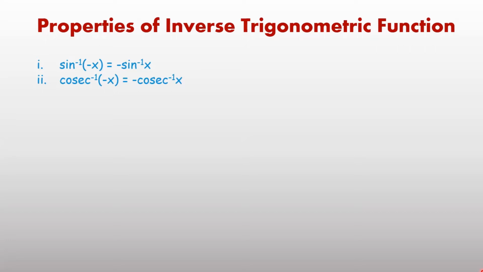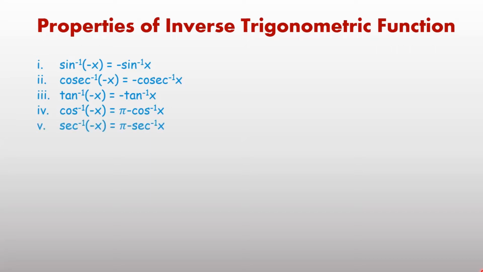First property is sin inverse minus x equal to minus sin inverse x. Cosec inverse minus x equal to minus cosec inverse x. Same pattern, tan inverse minus x equal to minus tan inverse x. Cos inverse minus x equal to pi minus cos inverse x. Sec inverse minus x equal to pi minus sec inverse x. And cot inverse minus x equal to pi minus cot inverse x.